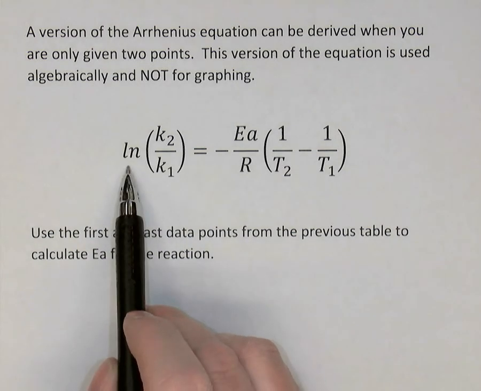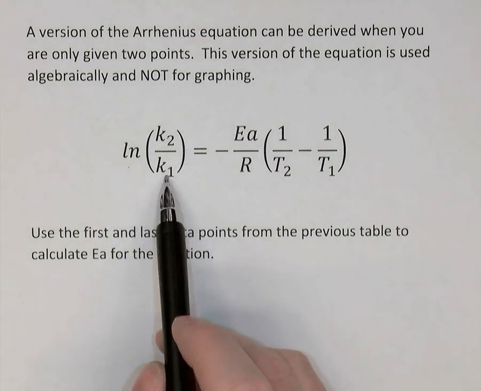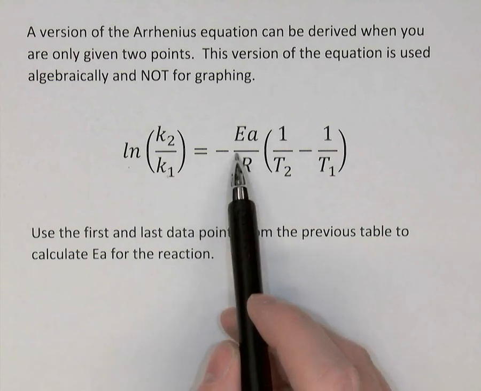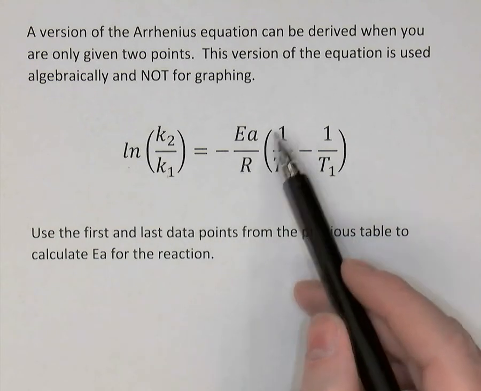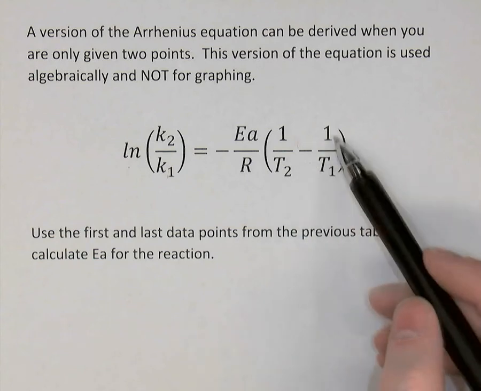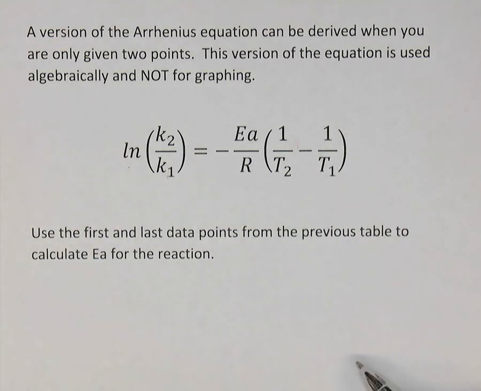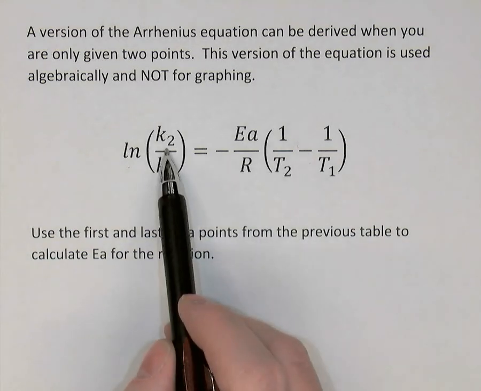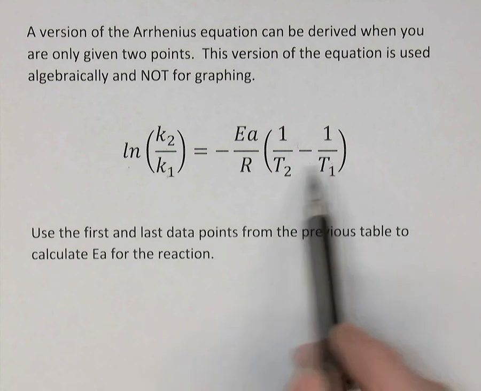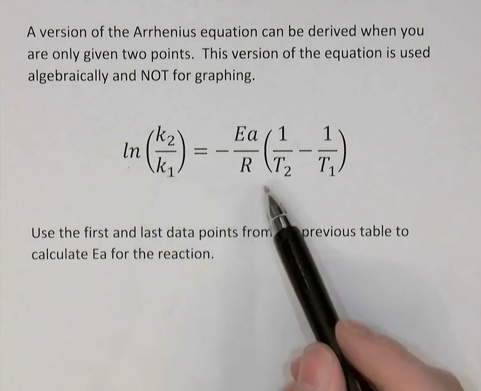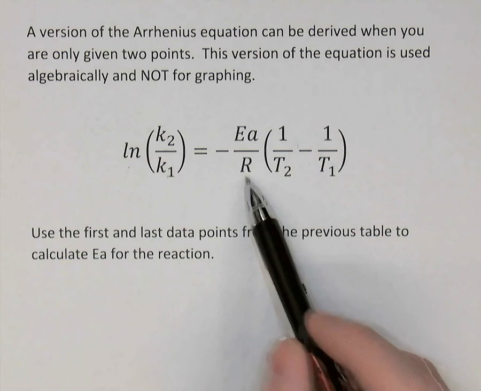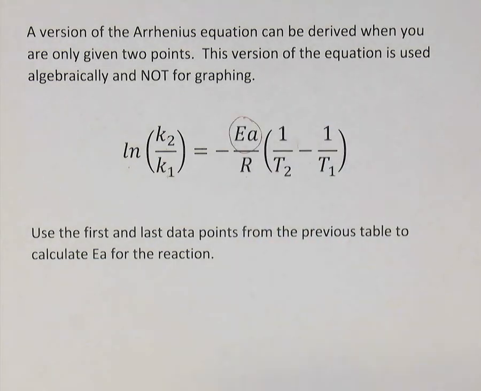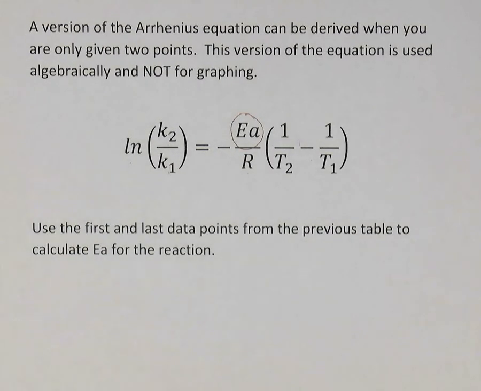We take the natural log of 2 rate constants, K2 over K1, and that's going to equal negative EA over R times the reciprocal of the second temperature minus the reciprocal of the first temperature. So you just have to match this temperature T2 with this rate constant K2, this temperature T1 with this rate constant K1. Remember that R is 8.314, and remember that the activation energy must be in joules per mole. Okay, if they're given it in a question, it must be joules per mole, not kilojoules per mole.